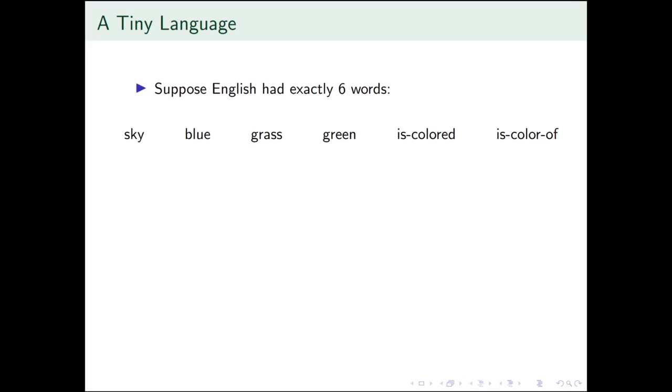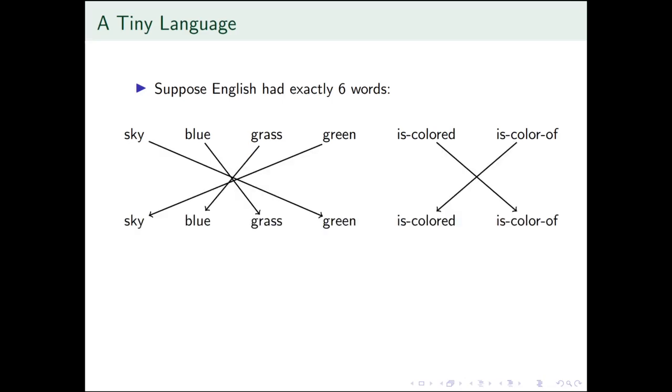Imagine we have a language with just 6 words in it: sky, blue, grass, green, is colored, and is color of. Then, assuming stereotypical color assignments, the following transformation transforms true sentences to true sentences, and false sentences to false sentences, and incoherent sentences to incoherent sentences. For instance, if we had the sentence "sky is colored blue," transforming each of the words according to this rule would result in "green is the color of grass."